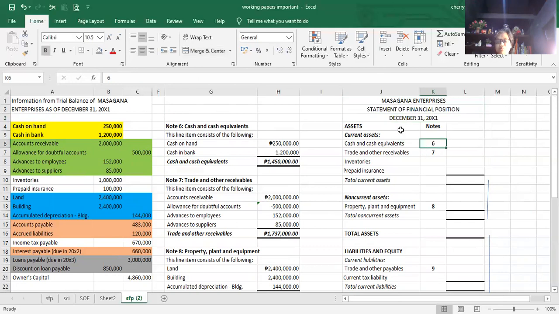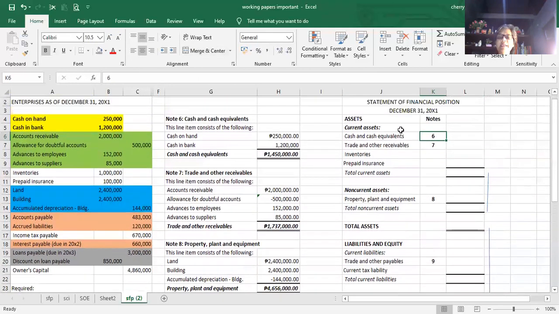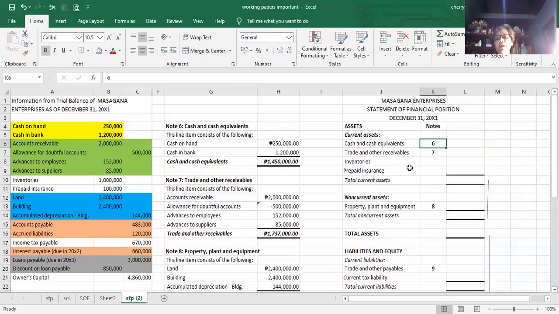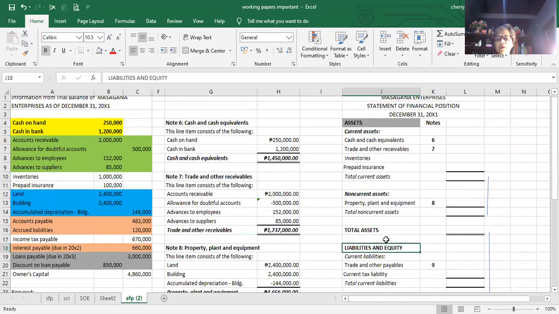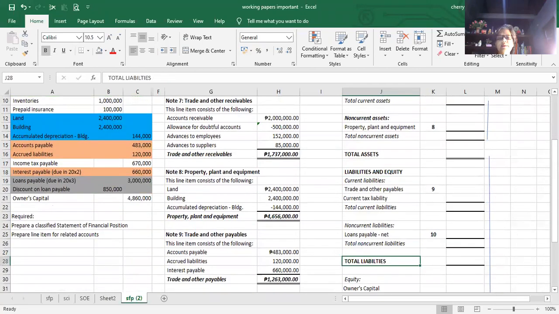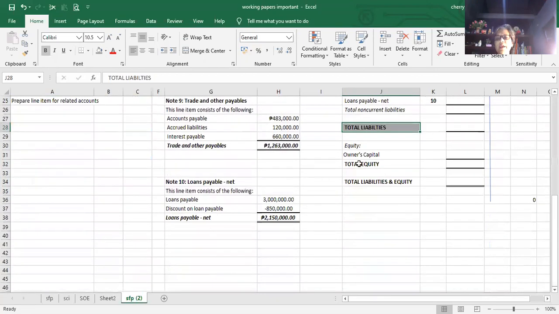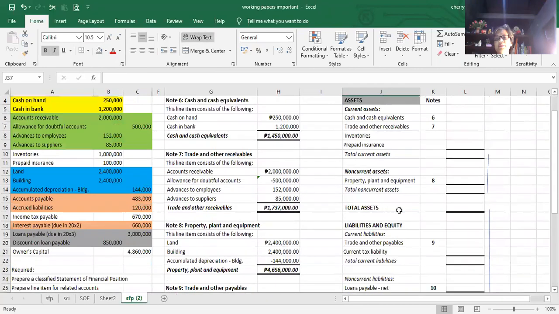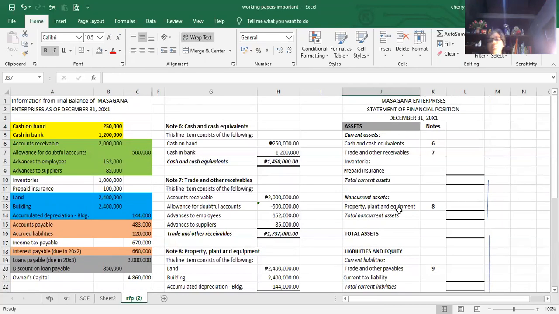Okay? So we are going to prepare the report form wherein the three elements are aligned vertically. Look at this. Assets, then liabilities and equity. It is written vertically. So we call it report form.